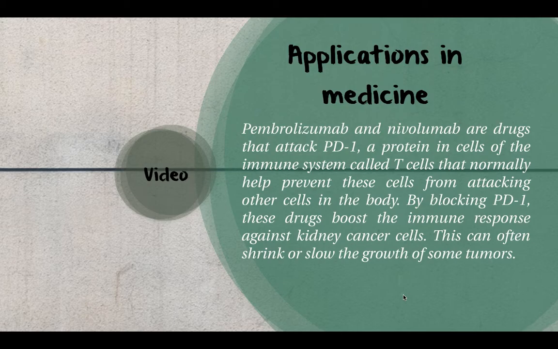Pembrolizumab and nivolumab are drugs that attack PD-1, a protein in cells of the immune system called T cells that normally help prevent these cells from attacking other cells in the body. By blocking PD-1, these drugs boost the immune response against kidney cancer cells. This can often shrink or slow the growth of some tumors.